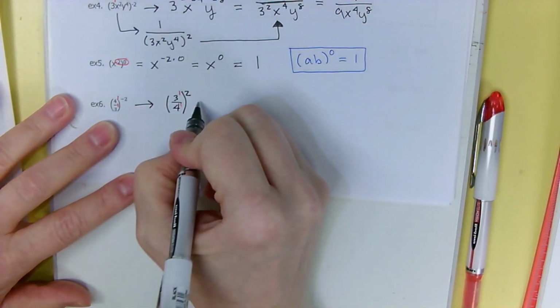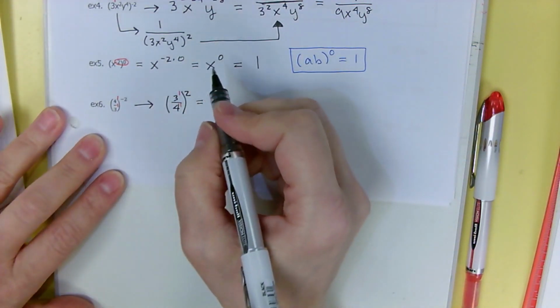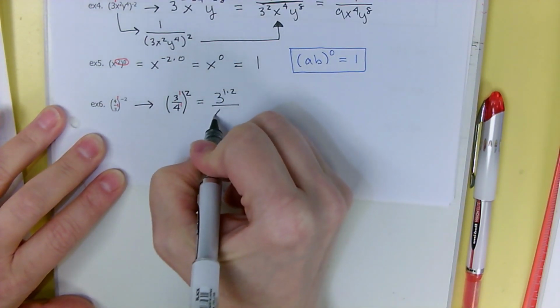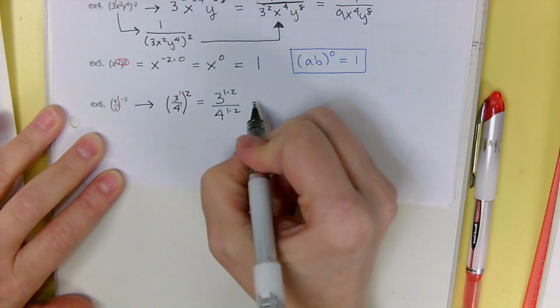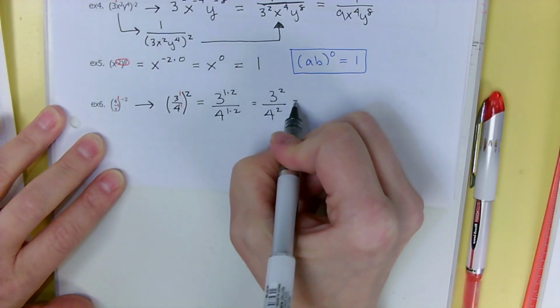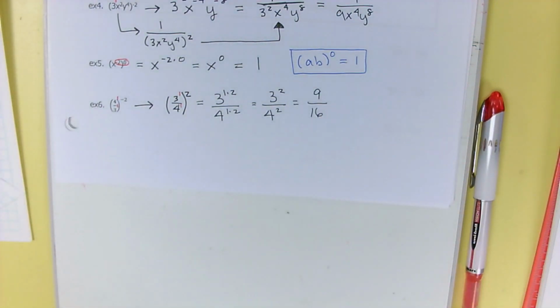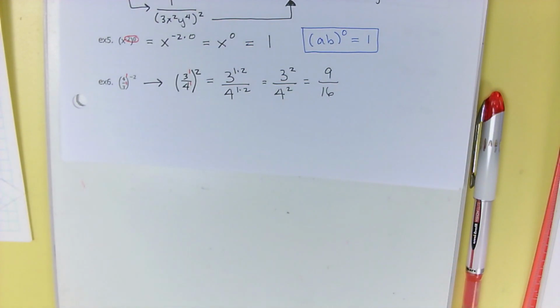Now we're going to use our power to a power rule on the top and on the bottom. So on the top, this is 3 to the 1 times 2. On the bottom, it's 4 to the 1 times 2. That's where we get 3 squared over 4 squared, which is 9 over 16. That's one way to do it, is to flip the fraction, make the exponent positive, and then distribute the exponent.